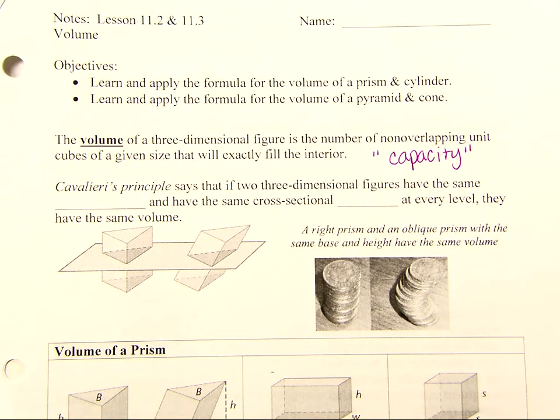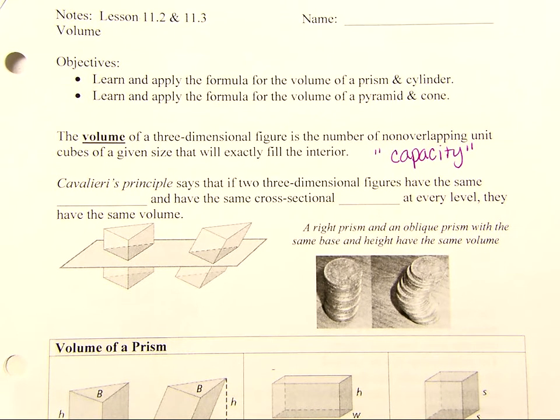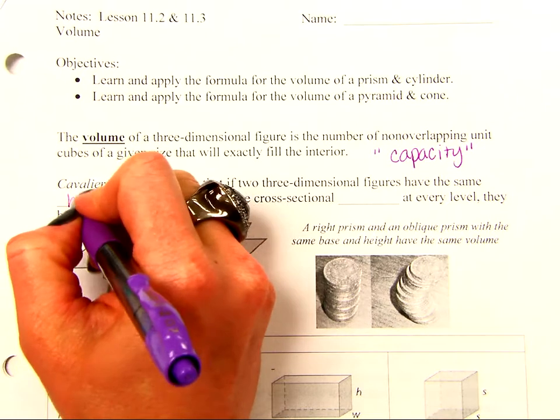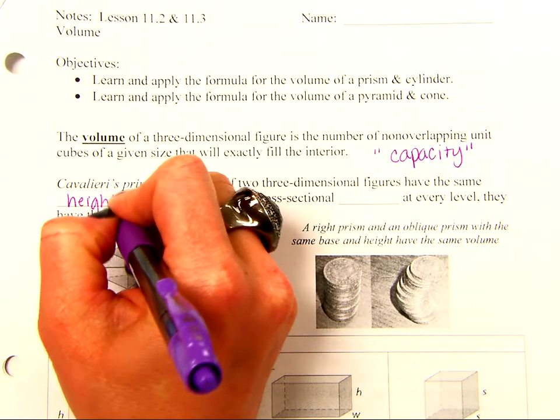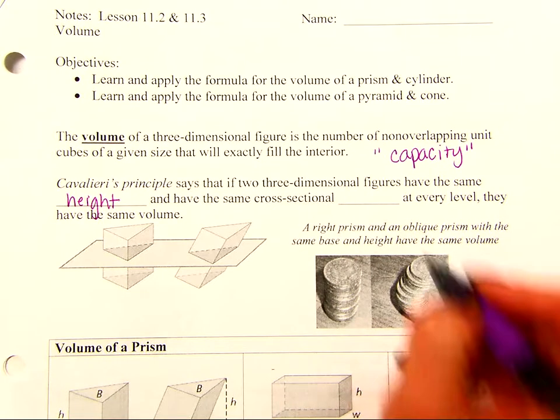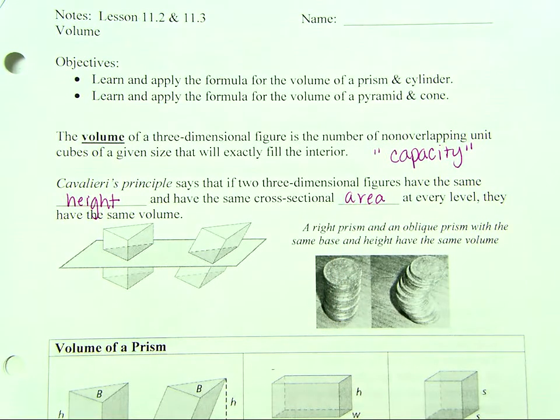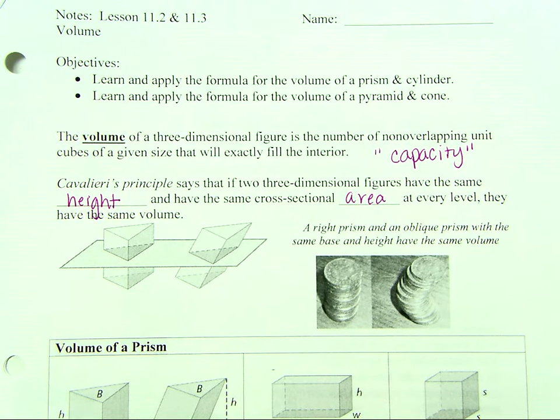And today we're going to talk a little bit about Cavalieri's principle. Cavalieri's principle says that if two three-dimensional figures have the same height and have the same cross-sectional area at every level, they have the same volume. Now the wording sounds pretty confusing, but I think the pictures do a pretty good job of explaining that.